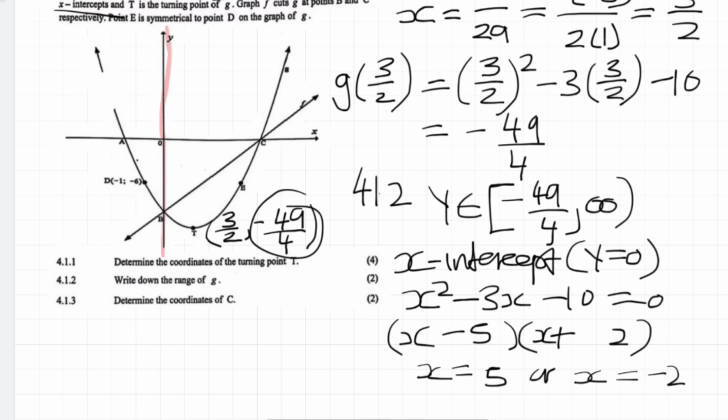So between these two x-intercepts, which one fits the coordinate of C, guys? If you pay attention, we have A, B, and C. A and C fall on opposite sides: C is on the positive side of the x-axis and A is on the negative side. So we're going to take the positive one for C. It's going to be (5, 0), and A is going to be (negative 2, 0). Let's move on to the next question.